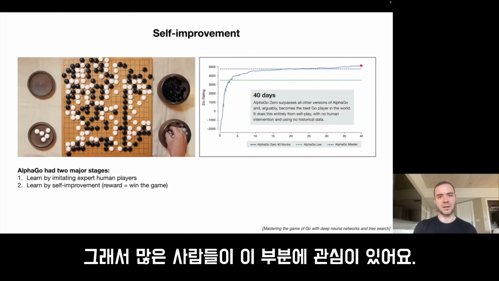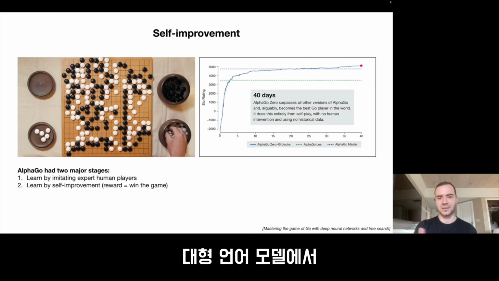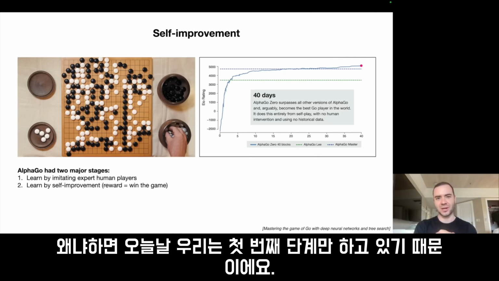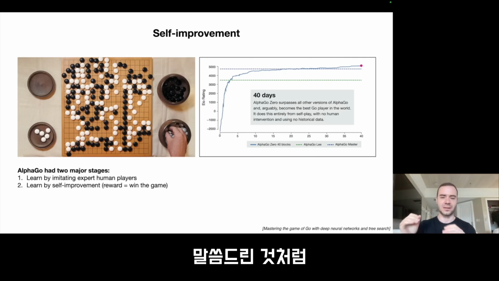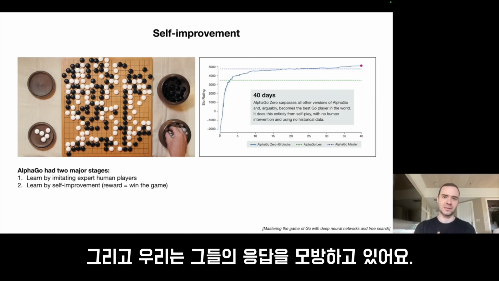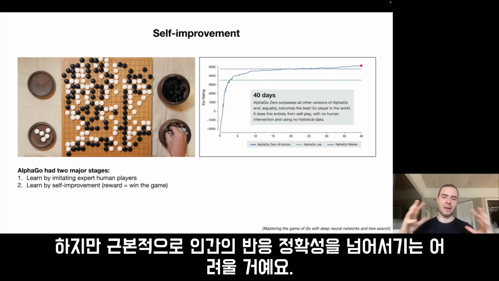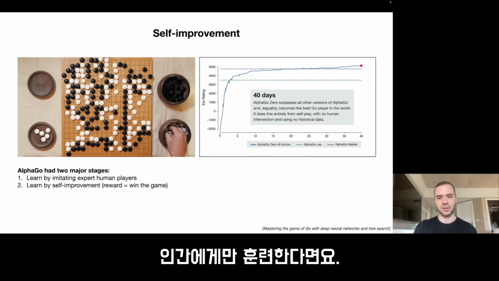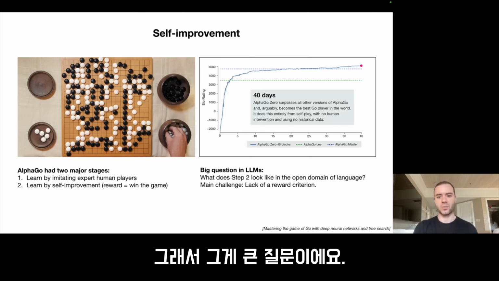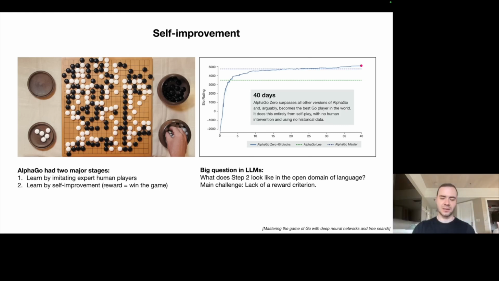I think a lot of people are interested in what is the equivalent of this step number 2 for large language models, because today we're only doing step 1. We are imitating humans. As I mentioned, there are human labelers writing out these answers, and we're imitating their responses. And we can have very good human labelers, but fundamentally, it would be hard to go above human response accuracy if we only train on the humans. So that's the big question: what is the step 2 equivalent in the domain of open language modeling?